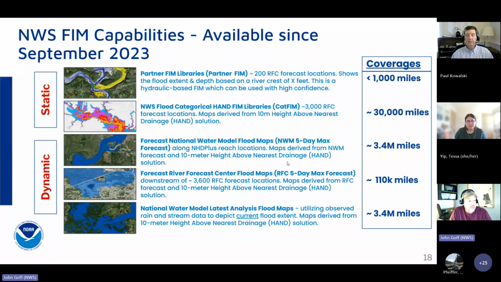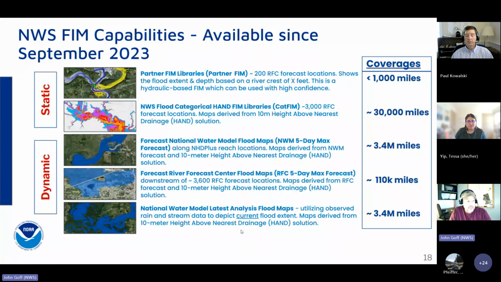You're also going to have the River Forecast Center FIM. So when the River Forecast Center puts out a forecast for the Winooski River at Montpelier, you're going to get the FIM for that. And then you're going to get the hourly water model latest analysis that runs every hour.